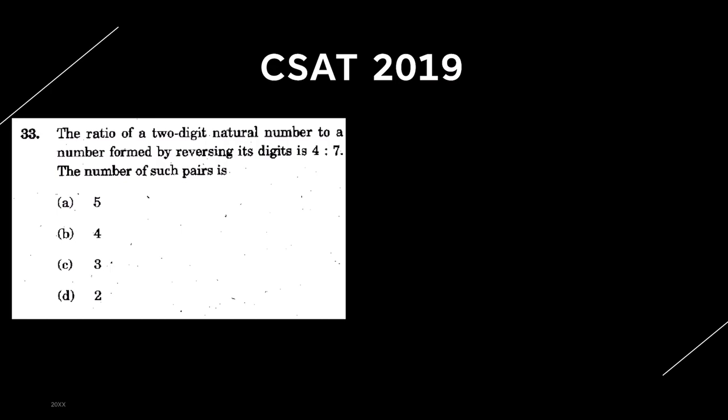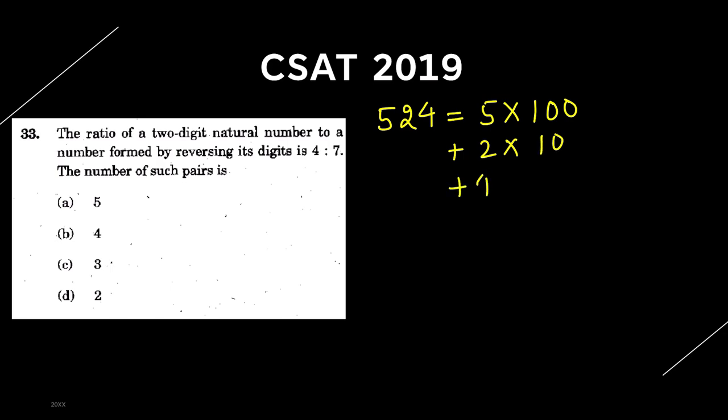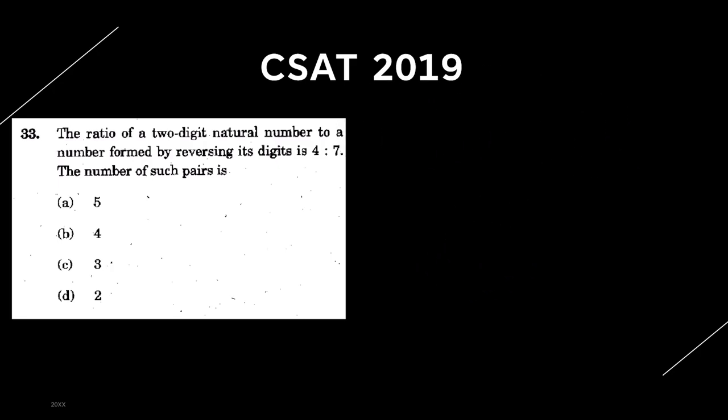I think I have already covered this in some other video on number system, but again, a quick recap. Suppose a number is given to you, 524. How can you write it? Can you not write it like this: 5 into 100 plus 2 into 10 plus 4 into 1. This will make it 524. I hope this is clear. Means you can write it as 500.